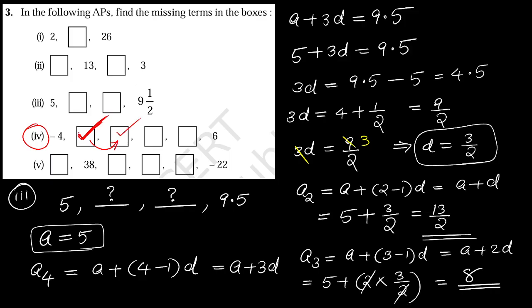And remember one technique. If you know the second term, you just add the common difference to get the next term. The formula is not necessary for that. Once you get this term, just add the common difference, you will get the next. So in this way you can proceed. You need not use the formula again and again.